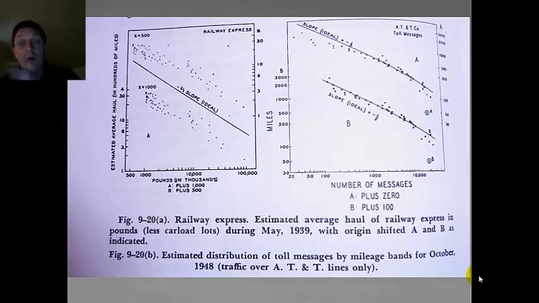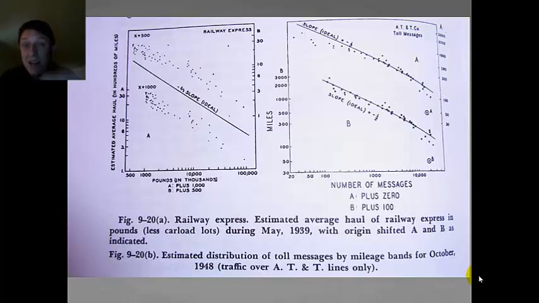Figure 920b over on the right. The estimated distribution of toll messages. This is by AT&T. This is phone calls in 1948. In October 1948, what do we find? The number of messages that travel a long way is lower. If you look at the number of messages, only 100 messages in the lower line, you see a dot there? Only 100 messages go about 2,000 miles.